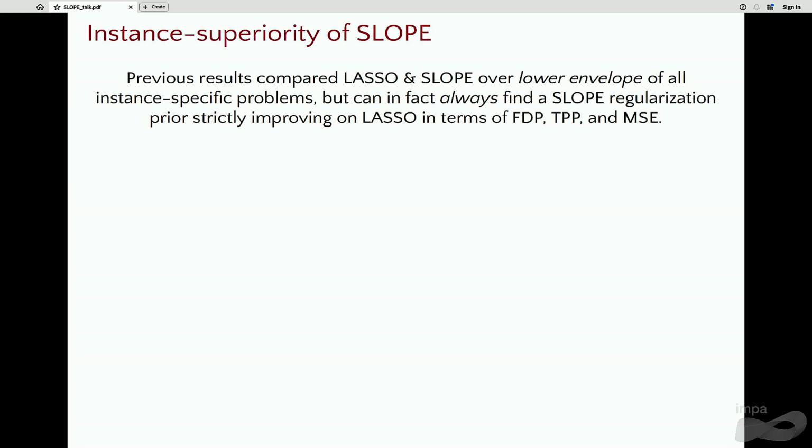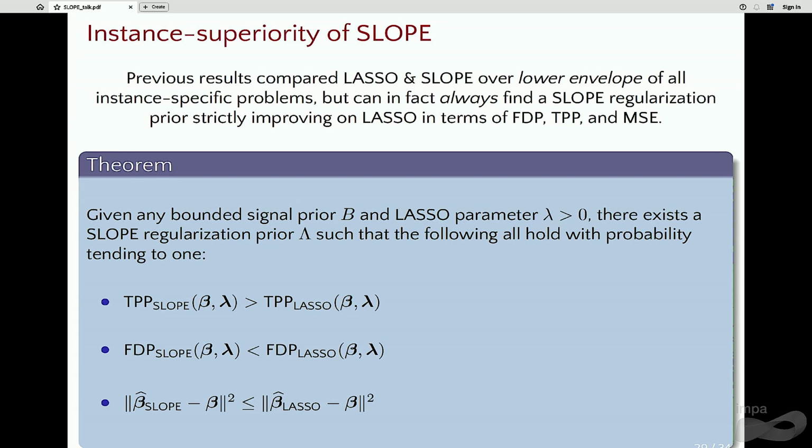So it basically says, now I'm thinking about a situation where you give me a prior distribution on the signal. So you believe you're solving a problem with this sort of prior on the signal. You give me a lasso lambda that you'd like to use. And what we can prove is that, in fact, there always exists a slope lambda sequence that improves on the lasso in all of the following senses. So in particular, the true positives of slope will be larger, the false discoveries of slope will be smaller, and you don't have to sacrifice in terms of prediction in order to get the better model selection, right?